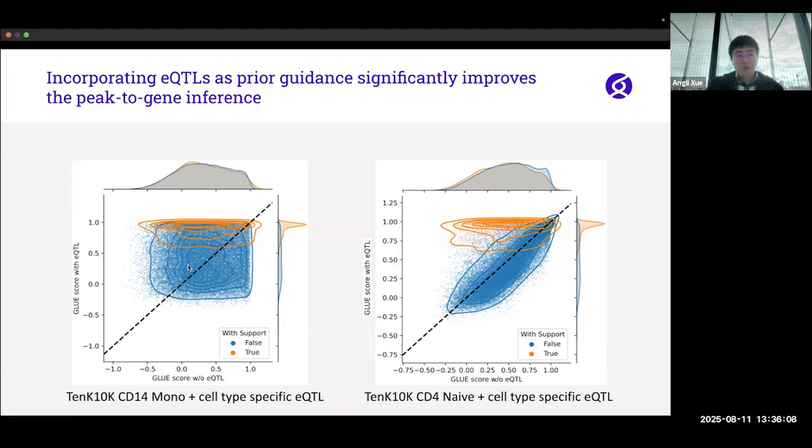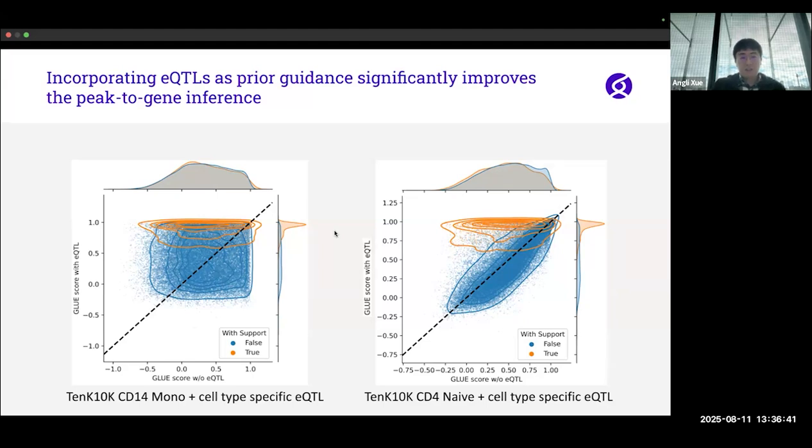And if you look at the graph, each dot indicates a peak-to-gene path within the CD14 monocyte, and the orange color indicates the inference score after we feed in the eQTL information. And if you look at the orange part on the right-hand side, you can see that the inference score is significantly higher than those peaks without the eQTL information. The pattern is very similar if we use other cell types like CD4 naive cells.